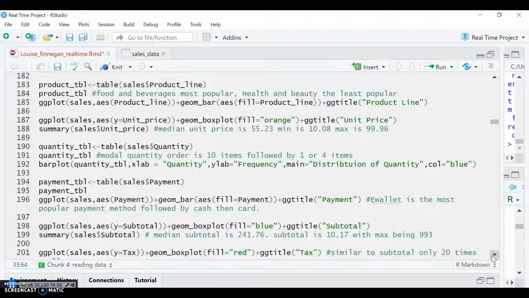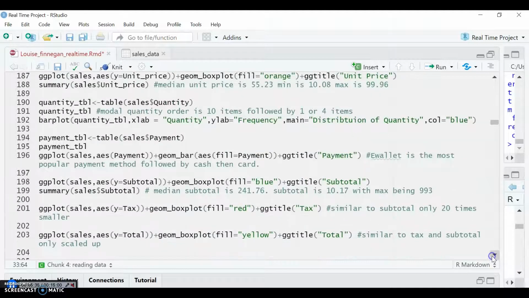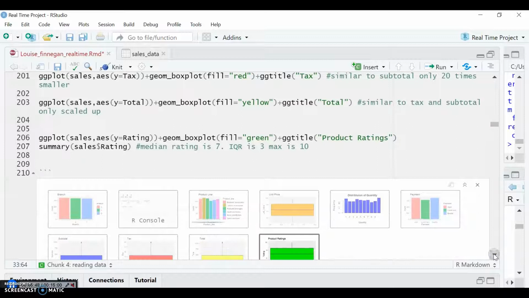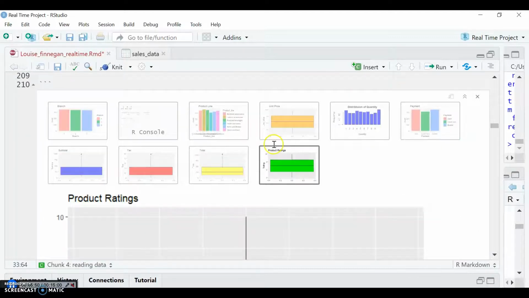Then I looked at the types of payment, looked at the sales, and then looked at the tax and the total. I probably could have avoided doing these because they're all the same, really, the same distributions, just numbers being scaled up or down. Then I looked at the ratings as well, and as you can see there's a distribution of all of my code from that.